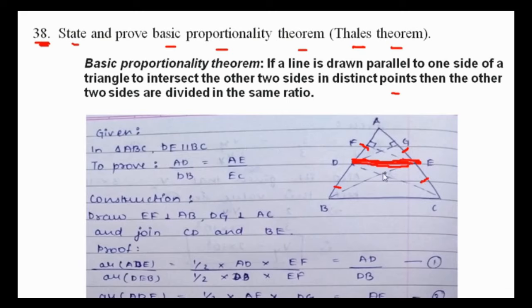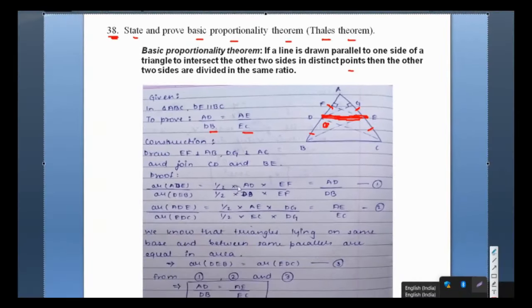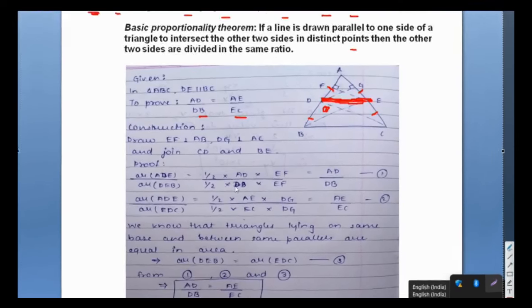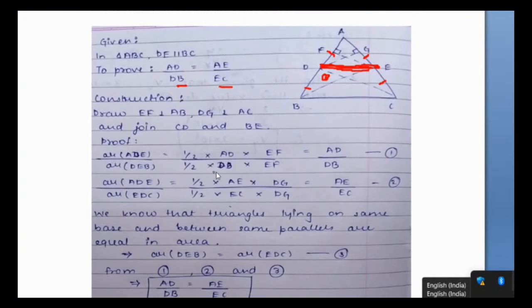So given DE is parallel to BC, and we have to prove AD by DB is equal to AE by EC. So we have to take the ratio of areas of two triangles, ADE, this triangle above, and DEB, this triangle. If you take the area of both triangles, it is nothing but half into base into height: half into AD into EF, and half into DB into EF. So EF gets cancelled, half gets cancelled, AD by DB. We'll take it as the first equation.